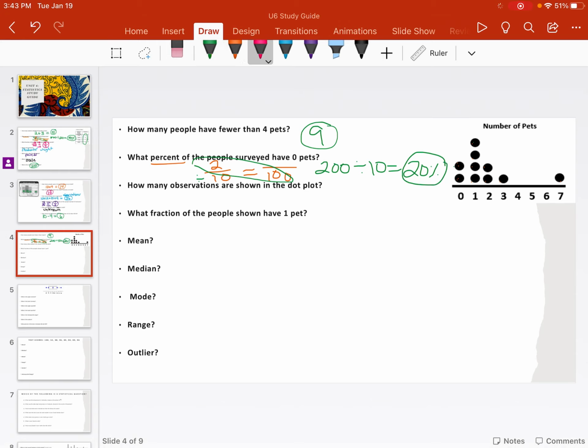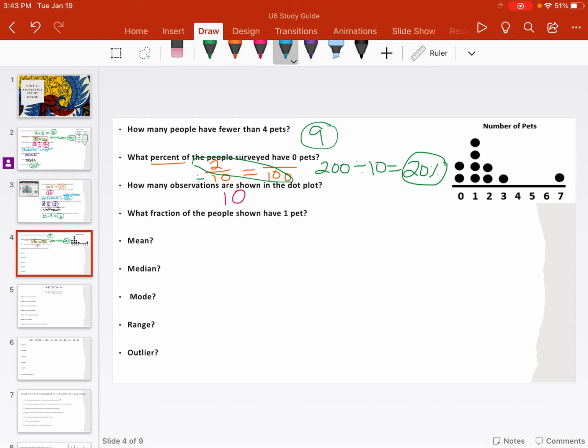Let's see, how many observations are shown in the dot plot? We just did this. How many total dots were there? There were 10 total. Remember, it's not these numbers, it's not up to 7, it's each piece of data. Each dot represents a piece of data.